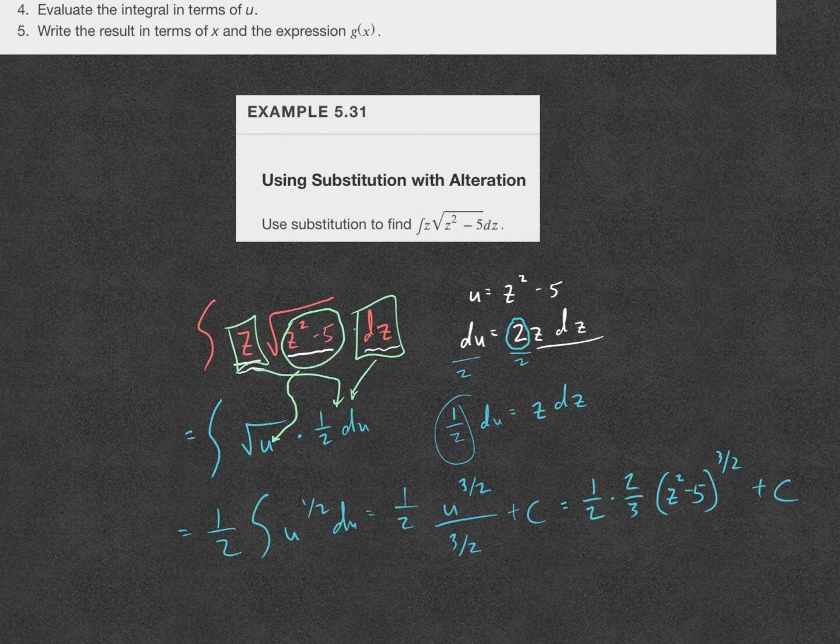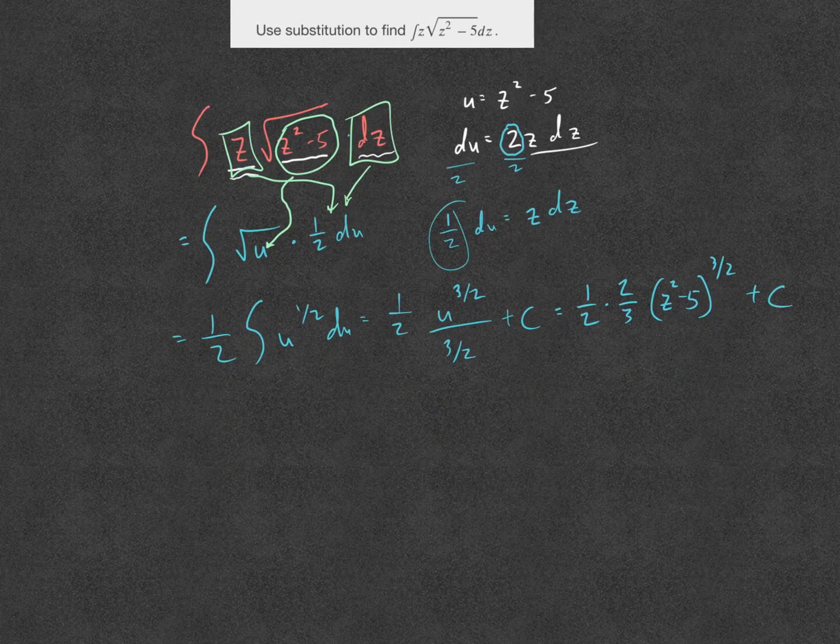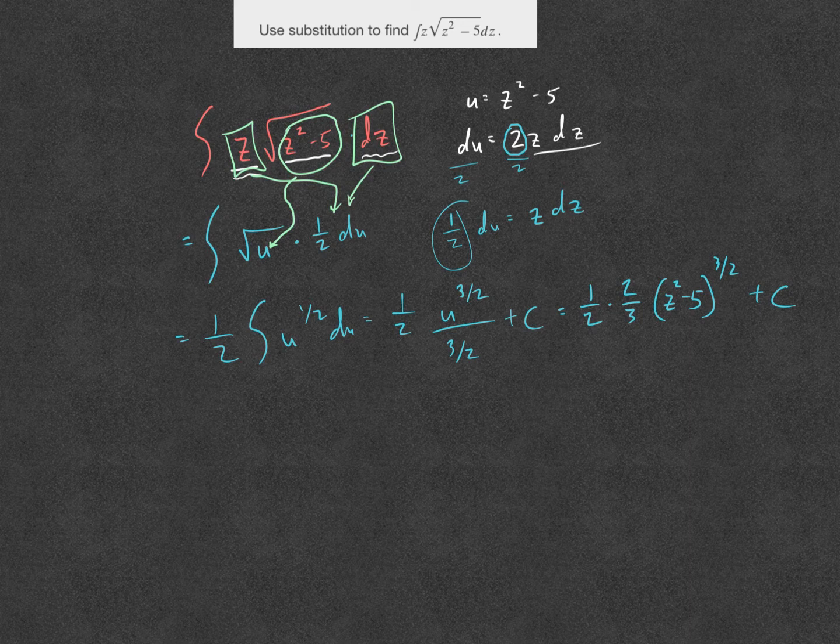plus our constant c, and that simplifies just a little bit more. The 2's cancel out, and we're left with our answer 1/3 parentheses z squared minus 5 to the 3/2 power plus our constant c. And if you want to check that on your own, you can. Let's see what happens though.